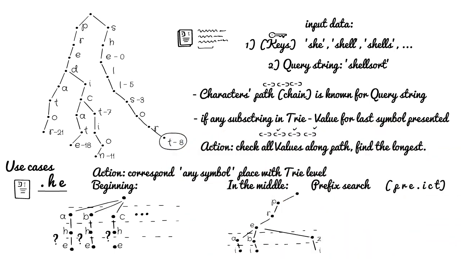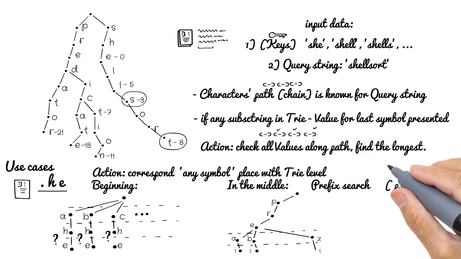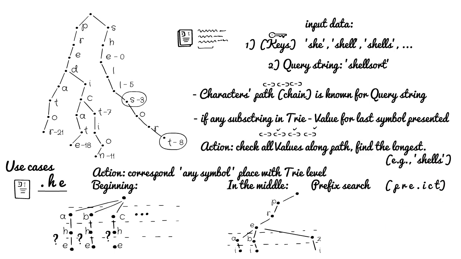For our shell sort string, we have several other substrings added to the trie. Strings she, shell, shells. The largest is the one whose value is the farthest from the root, but closer than the value of the original string shell sort. So we have shells in our case.